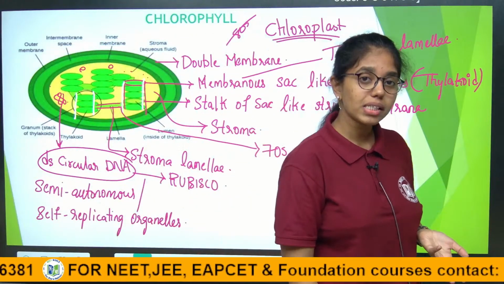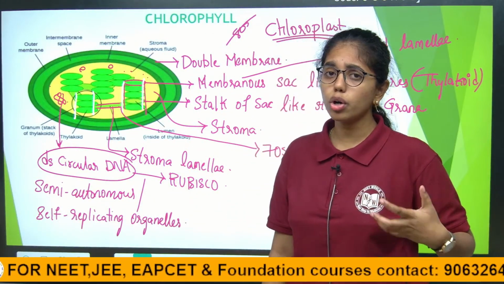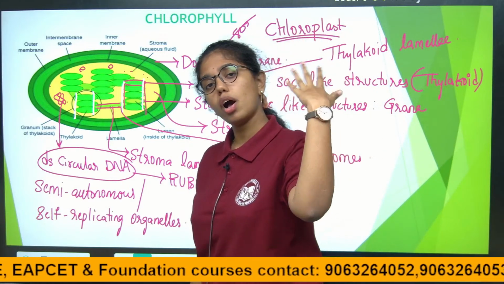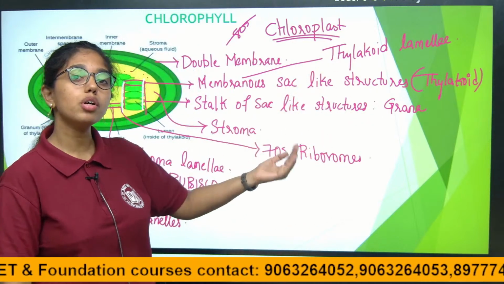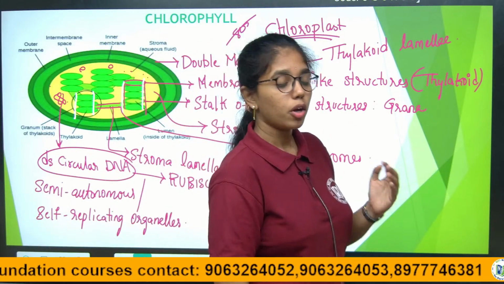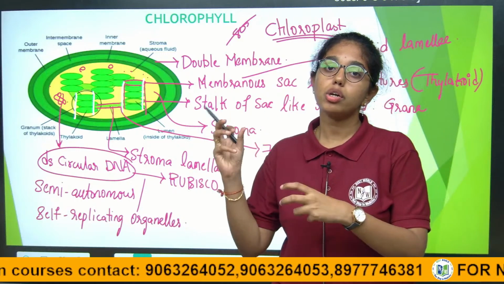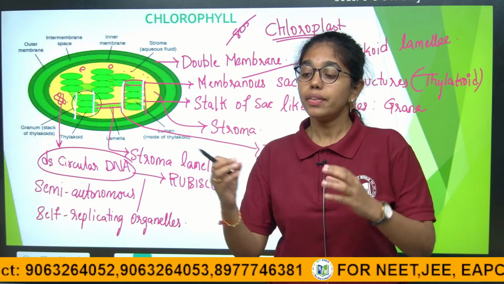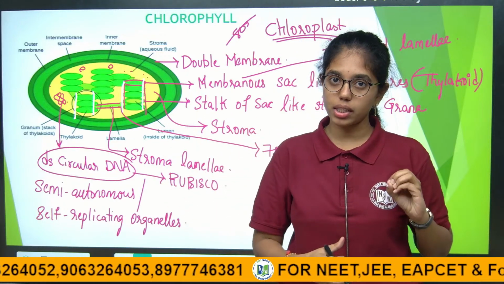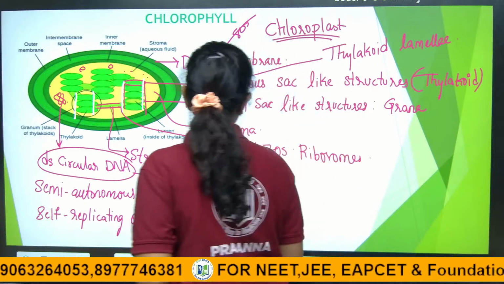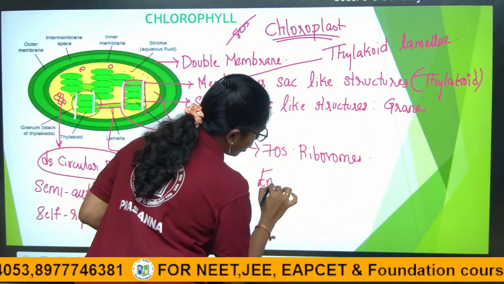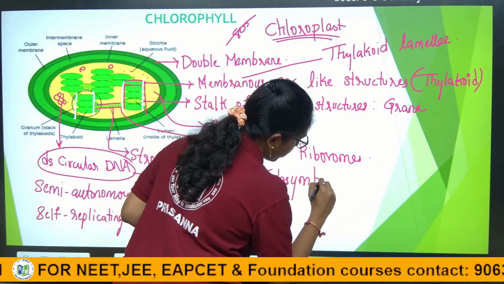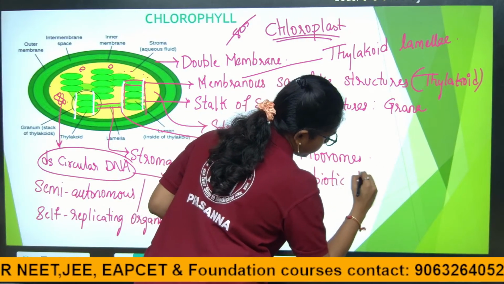How has the chloroplast entered into a eukaryotic cell? Once upon a time, long ago, chloroplast was also a prokaryotic cell. Chloroplast and mitochondria were also prokaryotic cells. But in the process of evolution, they entered into eukaryotic cells, which is well explained in the endosymbiotic theory.